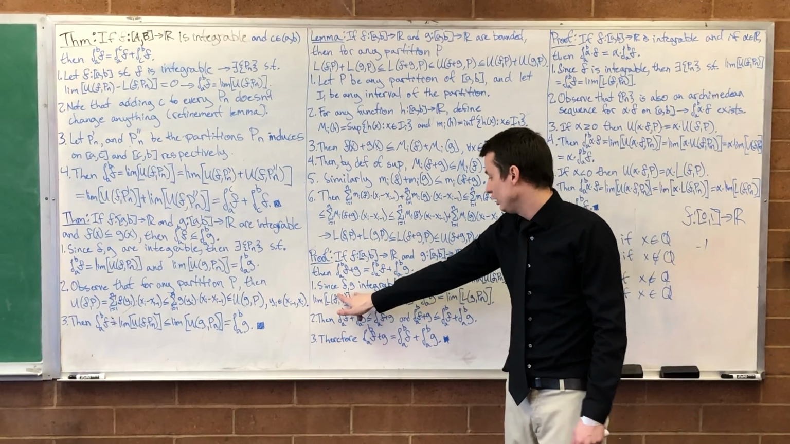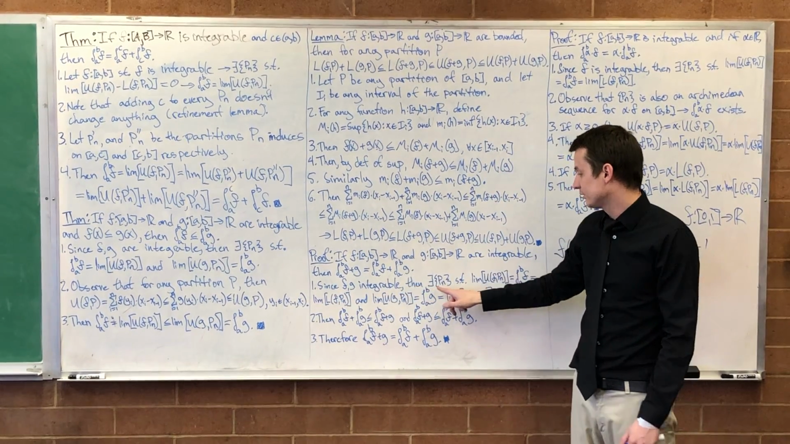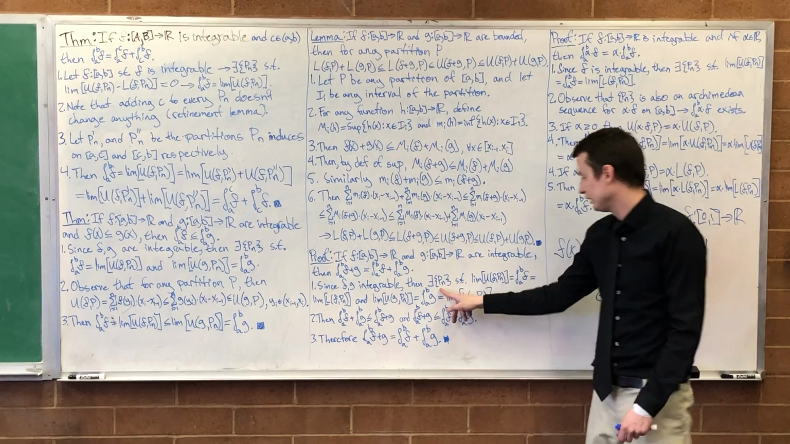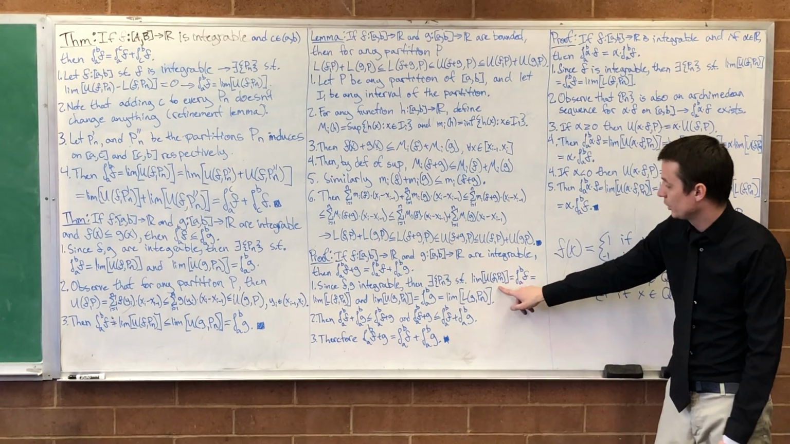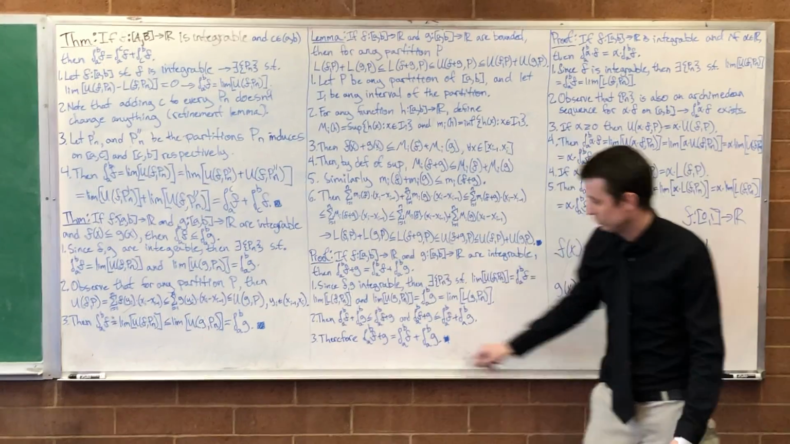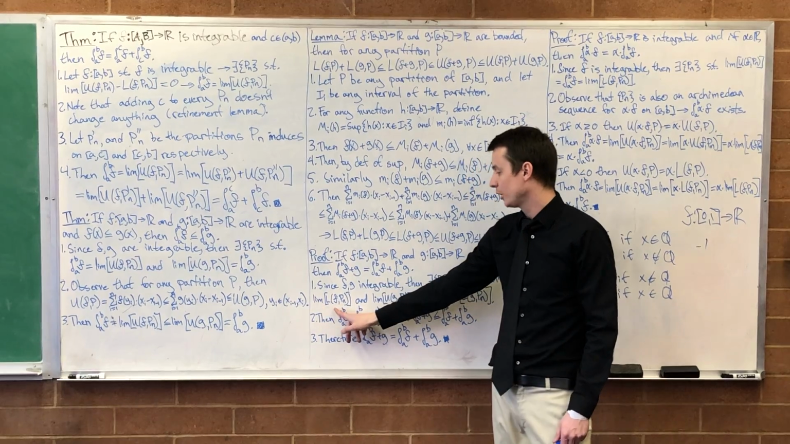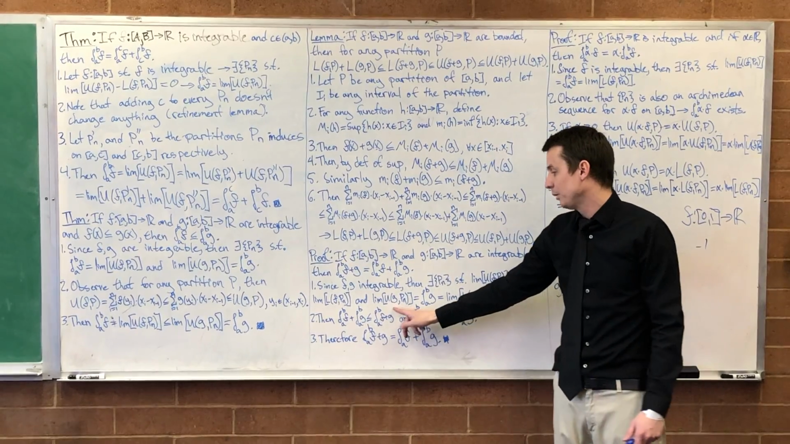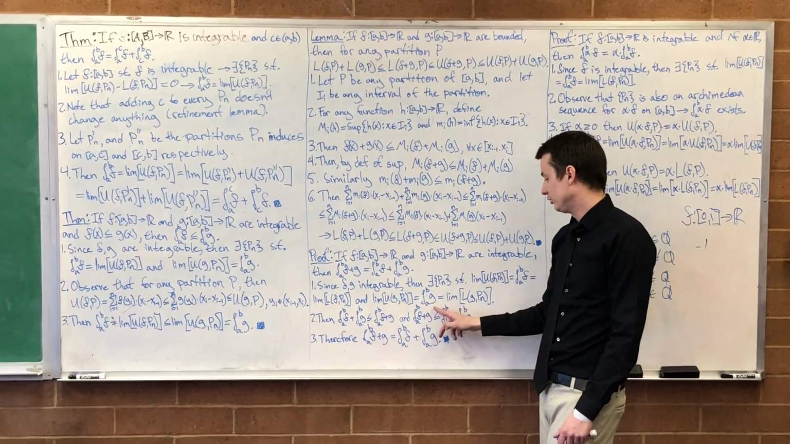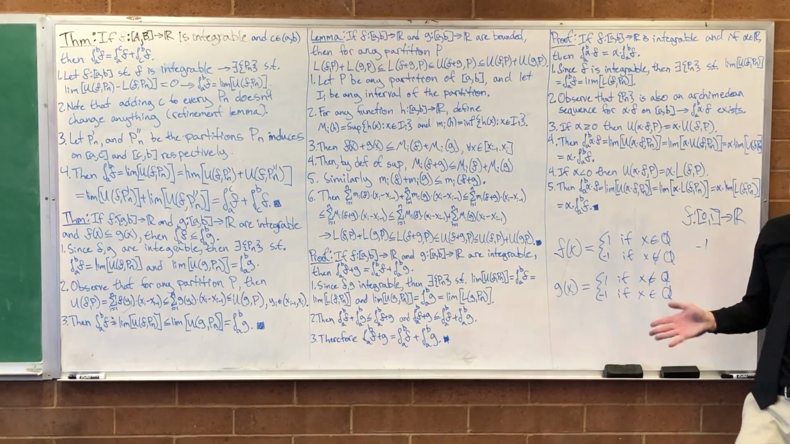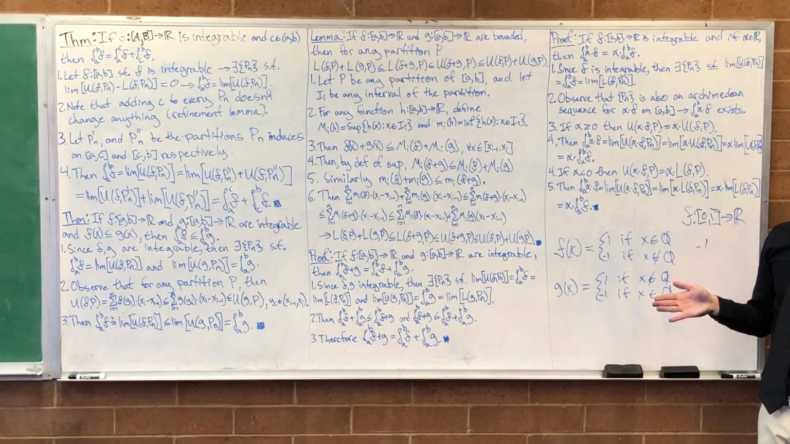So since f and g are integrable, then there must exist some sequence of partitions such that the limit of the upper Darboux sums of f is equal to its integral, which is also equal to the limit of its lower Darboux sums, and the limit of the upper Darboux sums of g is equal to its integral is equal to the limit of its lower Darboux sums. Good with that? Anything weird?